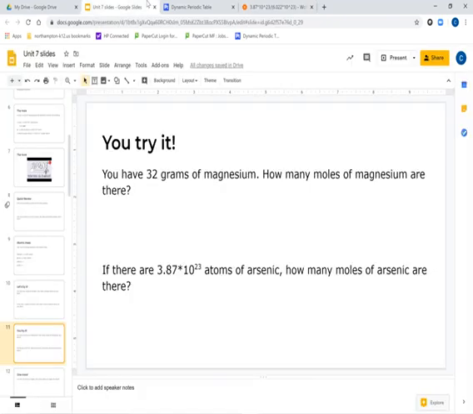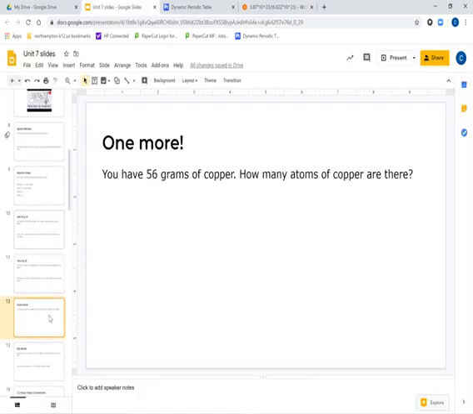All right, last thing I think that we have. Let's say you're in the lab, right, and you weigh out 56 grams of copper. How many atoms of copper are you holding? Right there, 56 grams of copper.